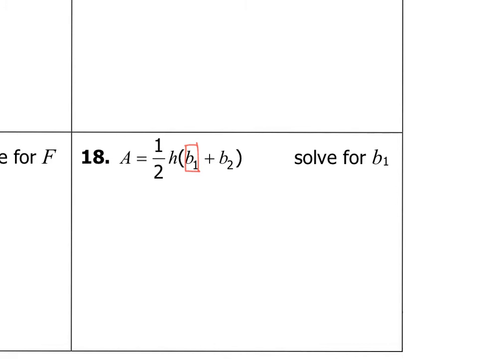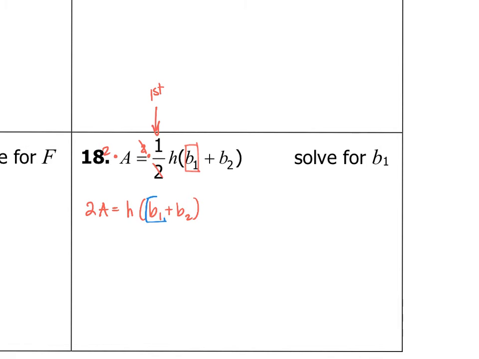The last example I'd like to do is number 18. We have the equation a equals 1/2 times h multiplying b1 plus b2, and we're solving for b1. Every time you have an outside distributor or an outside multiplier, you want to get rid of this first. So we're going to get rid of it by multiplying by the reciprocal of 1/2, which makes 2a is equal to, these will cancel, h times b sub 1 plus b sub 2.